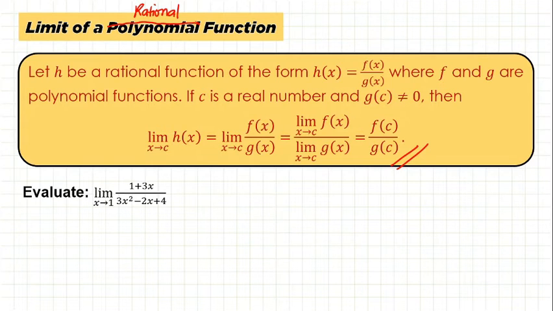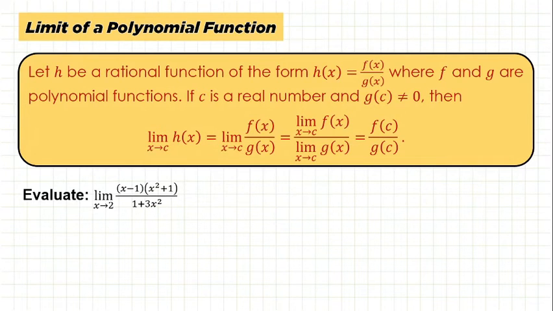Okay? Example, this one. The limit of (1 plus 3x) over (3x squared minus 2x plus 4) as x approaches 1. So this will now be equal to, using direct substitution, 1 plus 3 times 1, all over 3 times 1 squared minus 2 times 1 plus 4. And this is equal to 4 over, this is 3 minus 2, so we have 1 plus 4, we have 5. So we have 4 over 5. Di ba madali lang? Okay, another one.